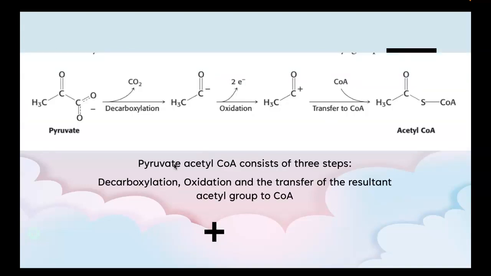So let's go ahead and get more in-depth into this discussion. Pyruvate to acetyl CoA consists of 3 steps. This is depicted in the image above: decarboxylation, oxidation, and the transfer of the resultant acetyl group to CoA.